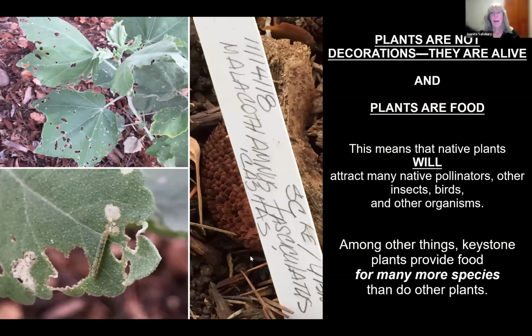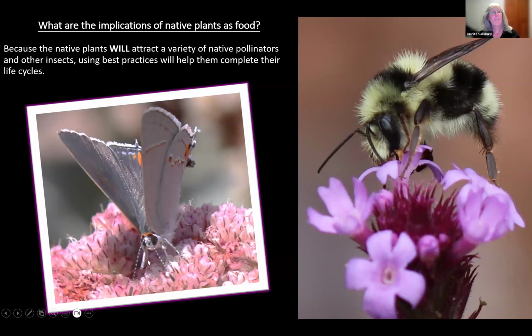And so, plants aren't decorations. They are alive and they are food. And because they're food, your native plants will attract many native pollinators, insects, birds, and other organisms. And as I said before, among other things, keystone plants provide food for many more species than do other plants. So when I go to the nursery, I look for plants that have holes in the leaves because I know I'm probably going to bring home some butterfly larvae. So it's a twofer. What are those implications?